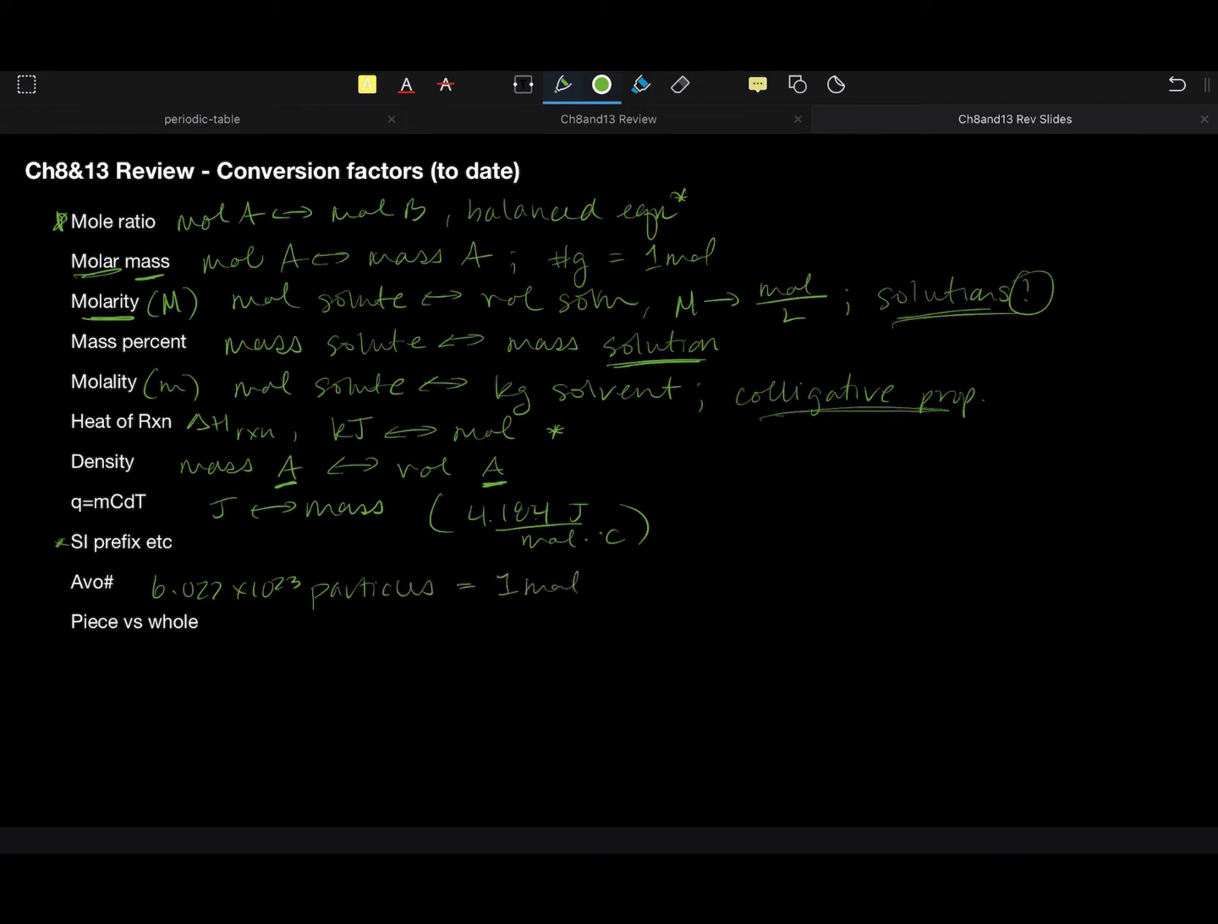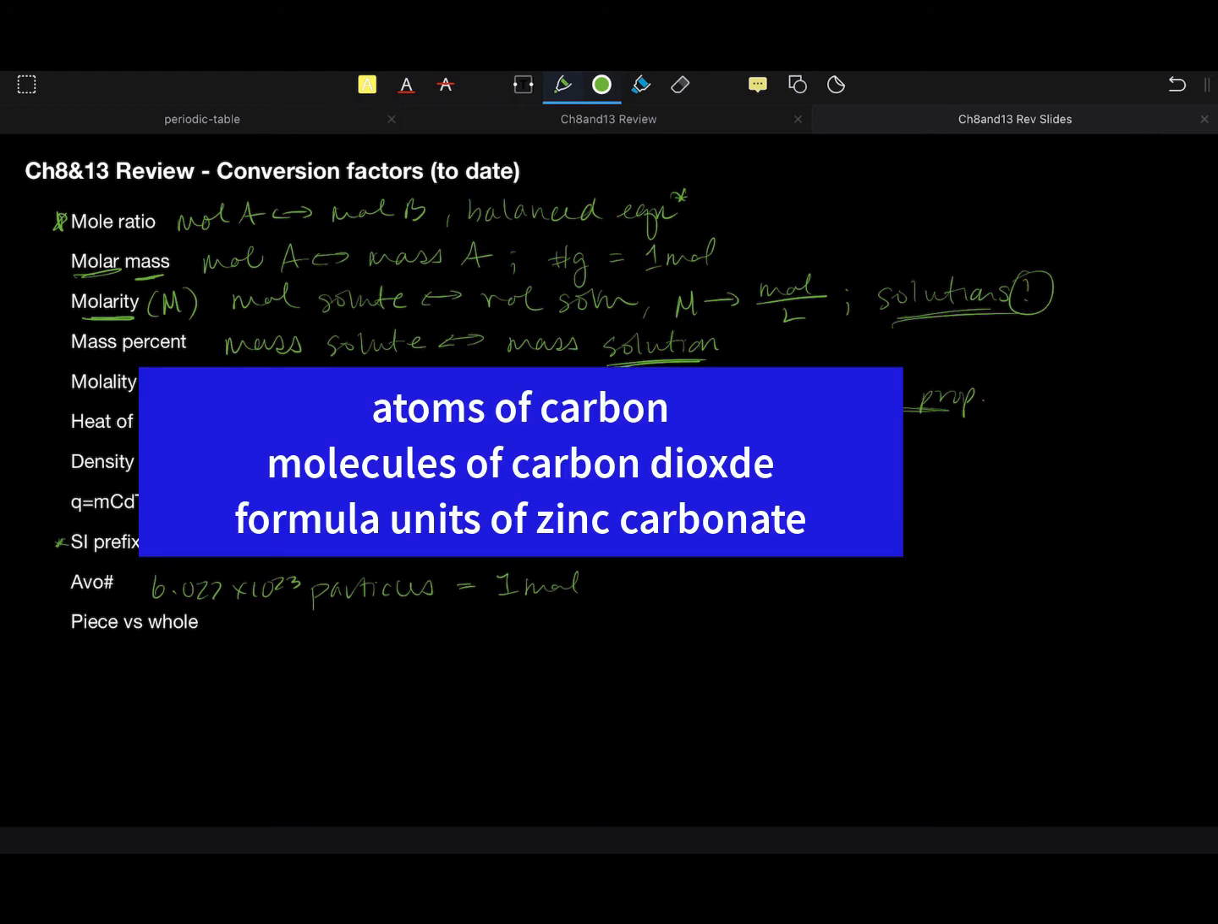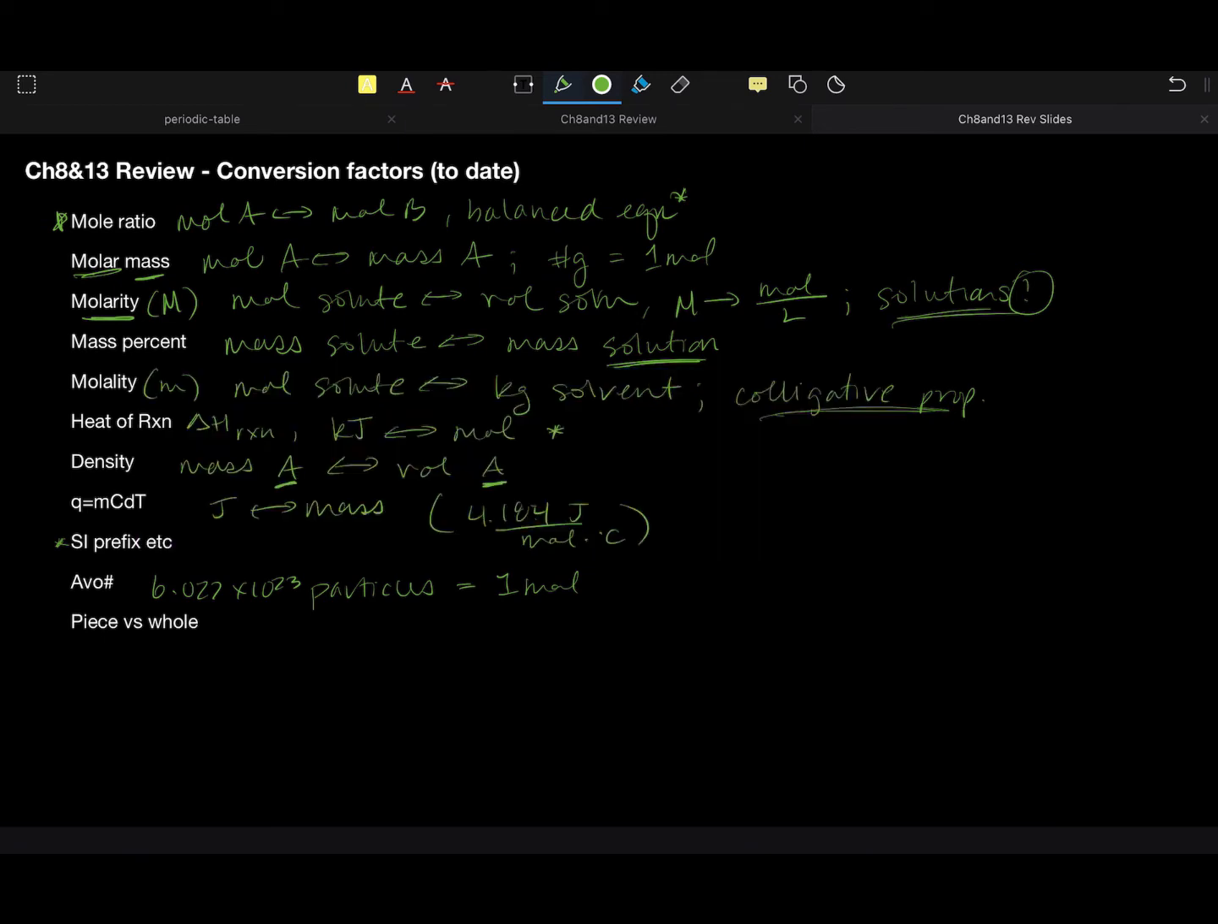And so it converts between moles and particles, right? And don't forget the words that we have for particles, depending on what we're talking about. If we're talking about an element, we would say atoms. If we were talking about molecules, we would say molecules. If we were talking about ionic compounds, we would talk about formula units. If we were talking about an ionic compound dissociating, we would talk about ions, right? So make sure we're thoughtful about our word choices there.